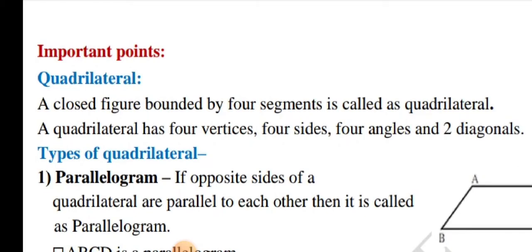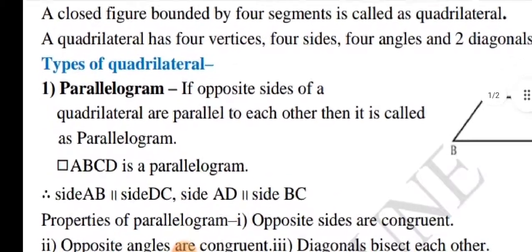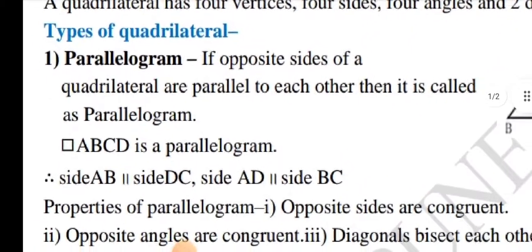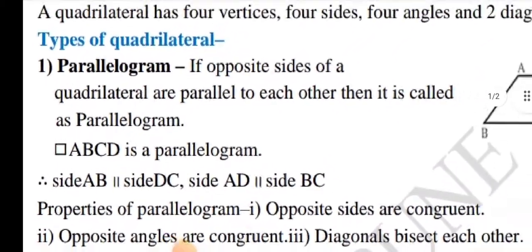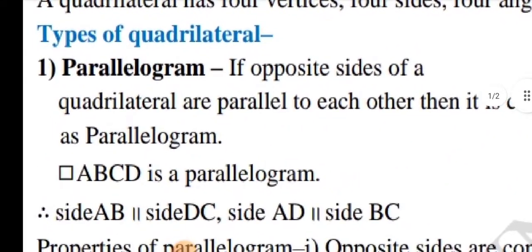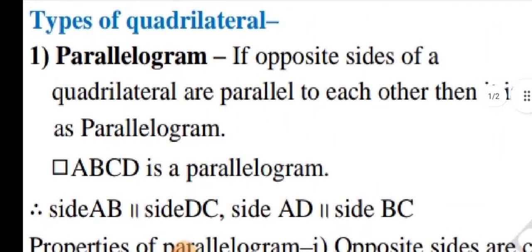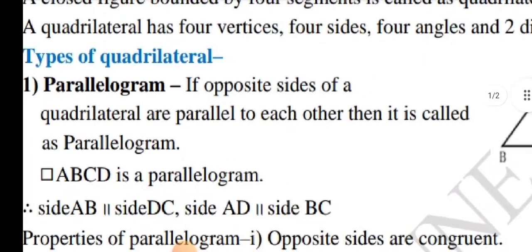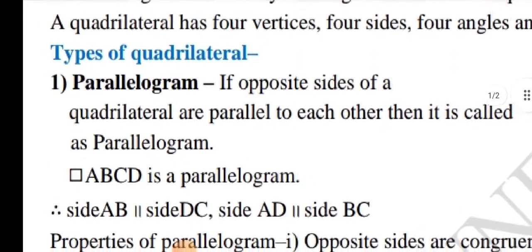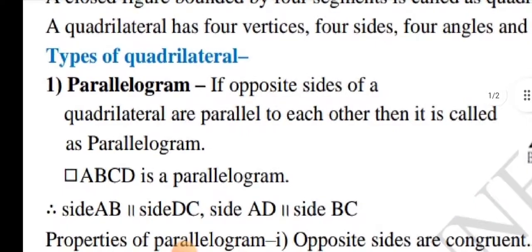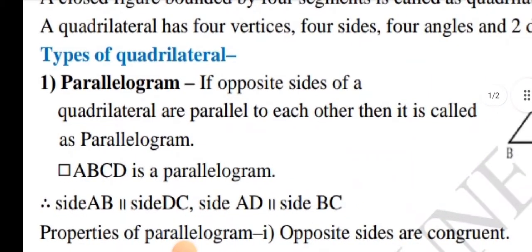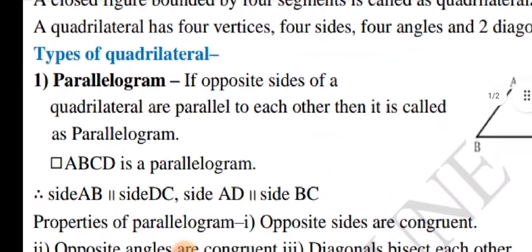Now, types of quadrilateral. First is parallelogram. If opposite sides of a quadrilateral are parallel to each other, then it is called a parallelogram.